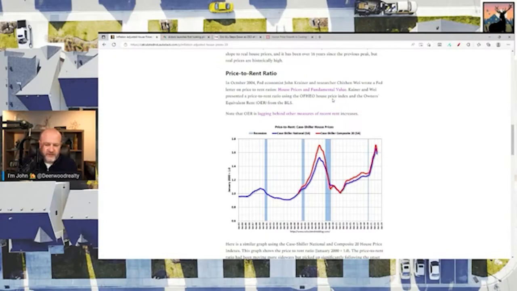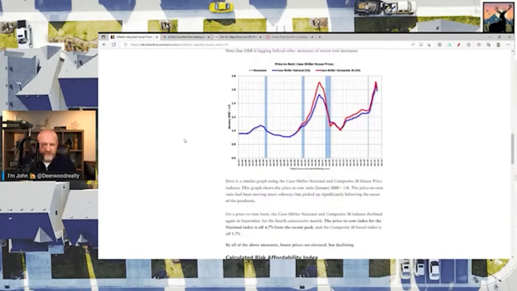The price to rent ratio essentially is supposed to tell you, should you be renting now or should you be buying? If you are renting, it looks like you're in a period of ever higher rents, and that would be bad. And then if you're buying, that'd be good because there's more value there than renting. That's what it's supposed to do.